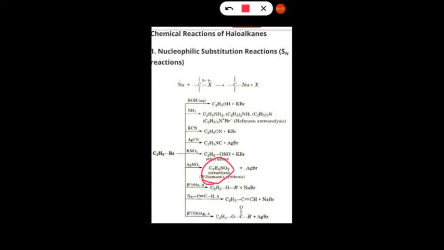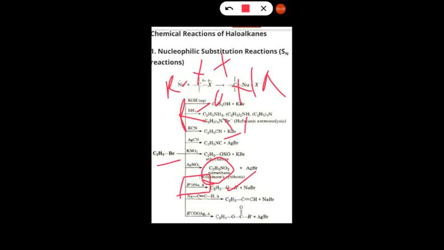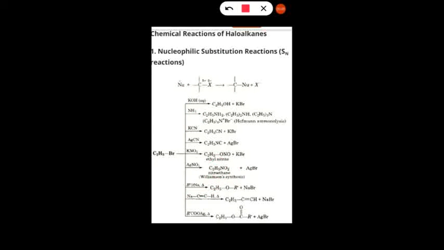Now when the alkyl halide reacts with RONa, sodium alkoxide, the product is always ether, and that is the Williamson synthesis of ether. So this is the formation of ether by the reaction of alkyl halide with sodium alkoxide, RONa.